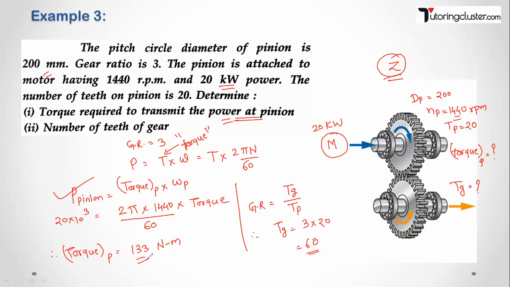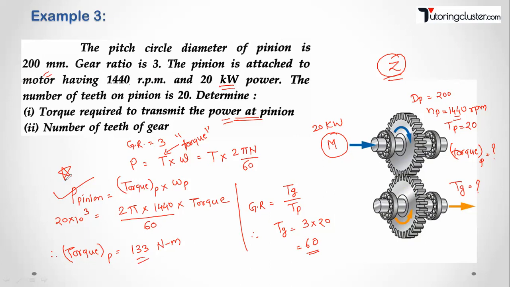Okay. So if you have understood the theory part, concept, gear terminologies, what is module, what is diameter, number of teeth, then this is a new formula, power equals torque into omega. I have told you, if it is asked at the pinion, take all the things related to pinion, NP, TP. If they have asked you about the gear, at the gear, you have to take the corresponding terminologies of gear. So such type of examples can be asked in the MCQ format also.